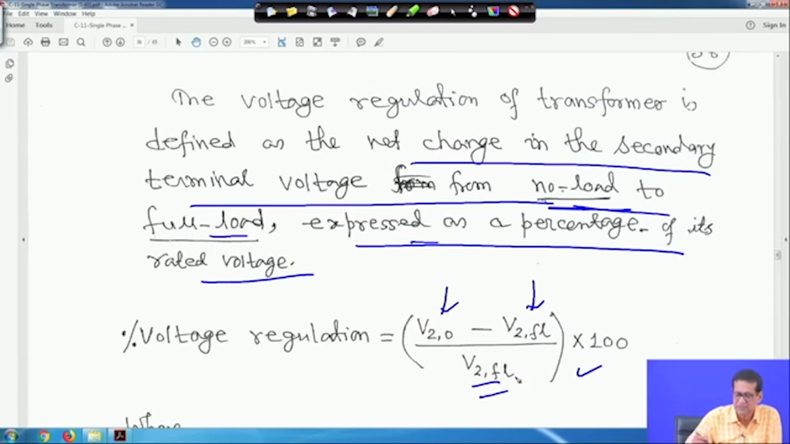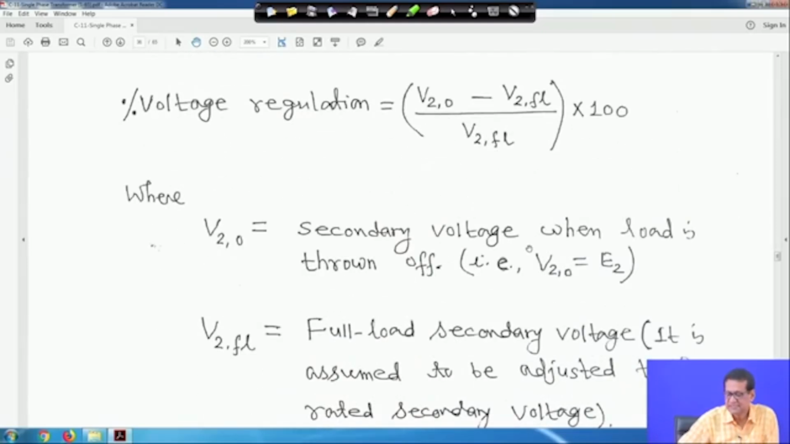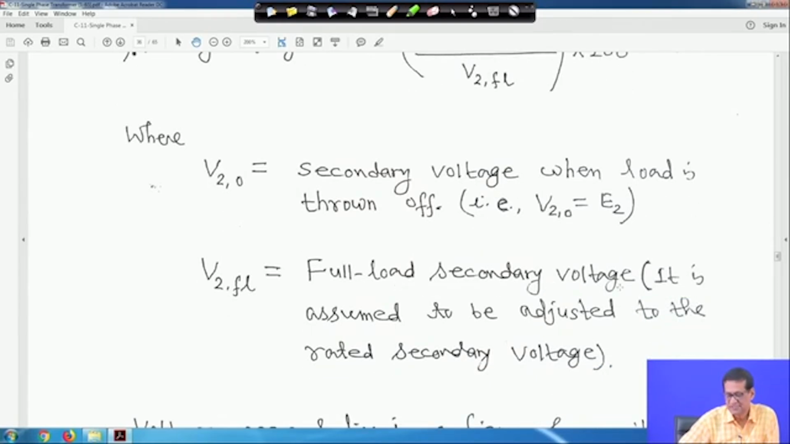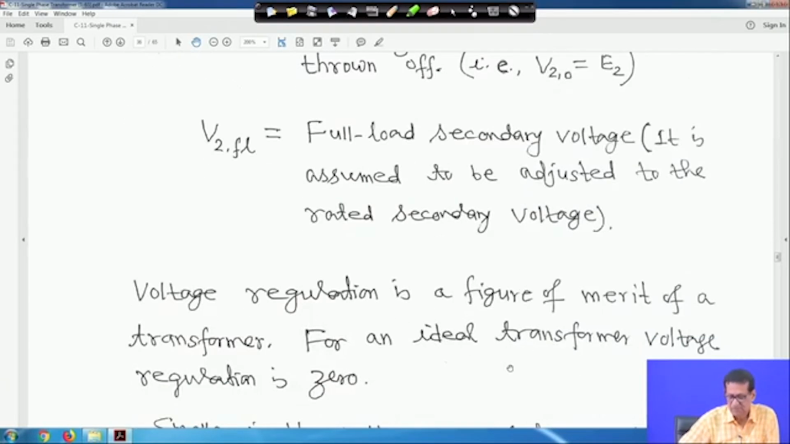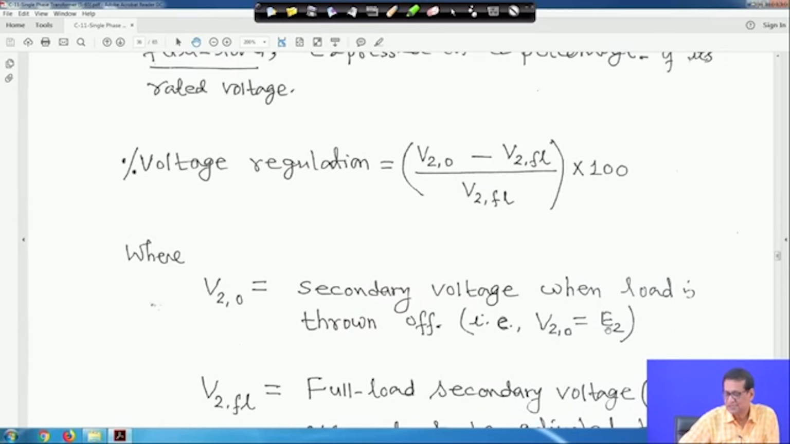Now, what is V20, what is V2FL? V20 is the secondary voltage when load is thrown off, that is V20 is equal to E2, the no load condition. V2FL is the full load secondary voltage, assumed to be adjusted to the rated secondary voltage. So, voltage regulation is a figure of merit of a transformer. For an ideal transformer, voltage regulation is 0, because in that case V20 is equal to V2FL. So, in that case regulation is 0 for an ideal transformer.